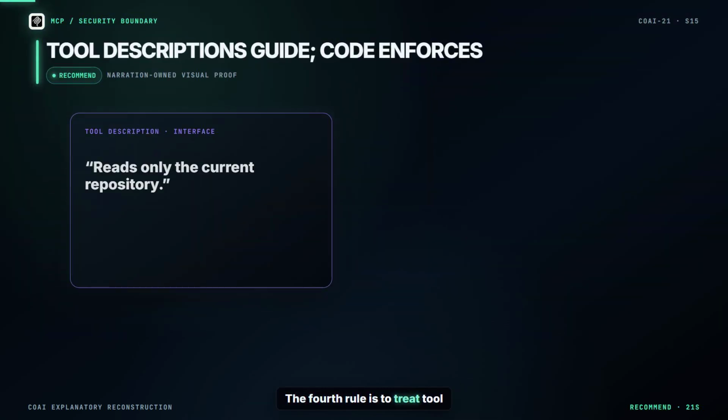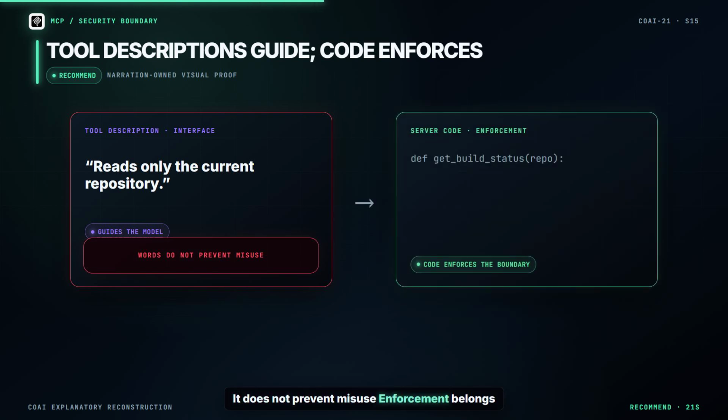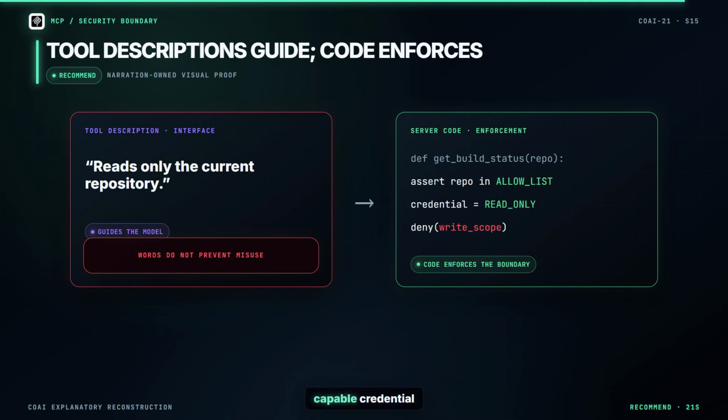The fourth rule is to treat tool descriptions as part of the interface, not as security. A description tells the model when a tool is appropriate. It does not prevent misuse. Enforcement belongs in code. If a tool says it reads only the current repository, the server must verify the repository boundary. If a tool says it cannot write, its implementation should not have a write-capable credential.